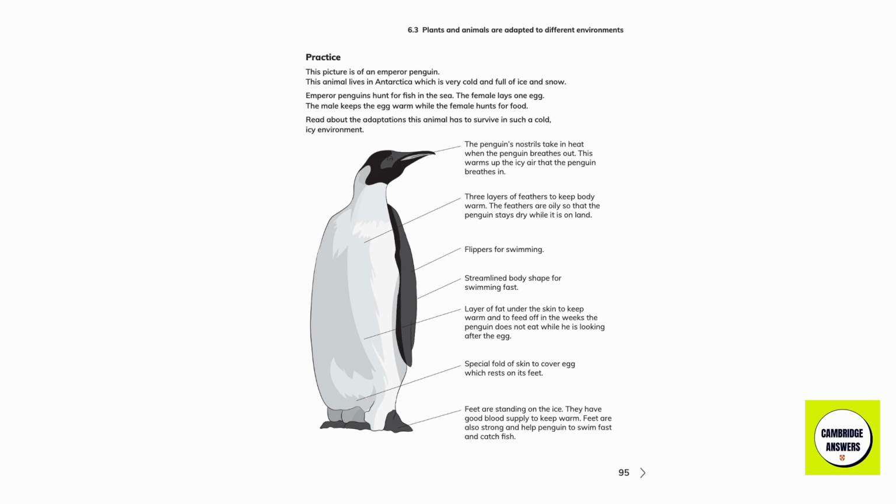The penguin's nostrils take in heat when the penguin breathes out. This warms up the icy air that the penguin breathes in. 3 layers of feathers keep the body warm. The feathers are oily, so the penguin stays dry while it's on land. Flippers for swimming. Streamlined body shape for swimming fast. Layer of fat under the skin to keep warm and to feed off in the weeks the penguin does not eat while he's looking after the egg.